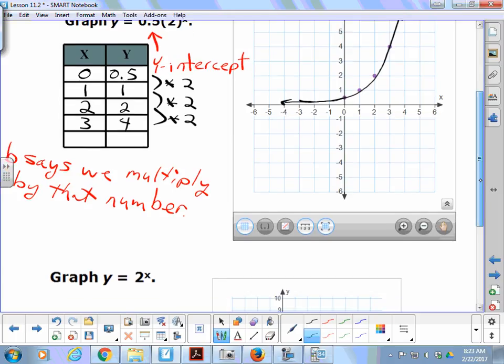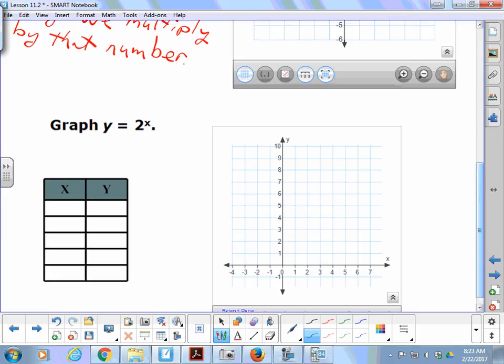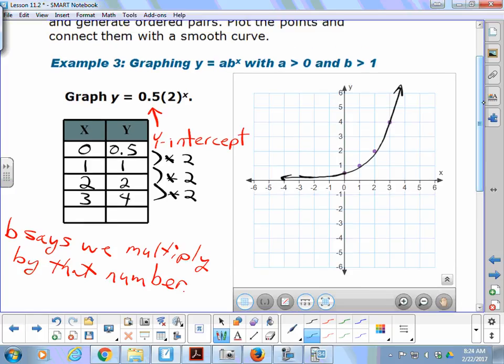All right, now we're not going to do this one because it's basically the same graph. What's the y-intercept for this one? Yes, it's 1. If there's no value of a, then the value of a is just 1. So when a is greater than 0 and b is greater than 1, we have exponential growth that will look like this.